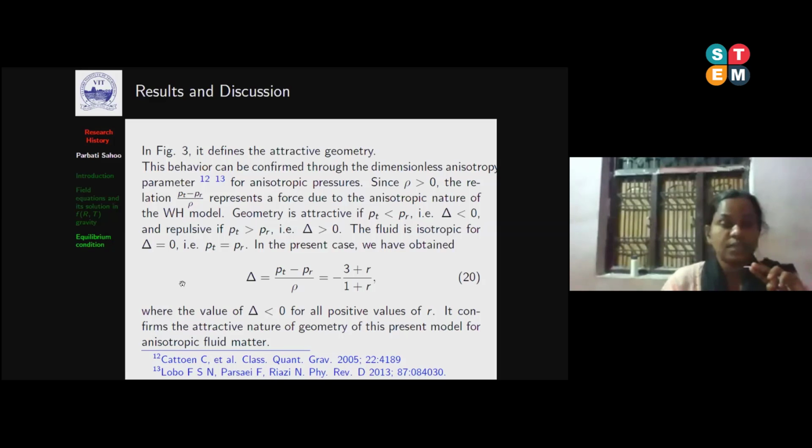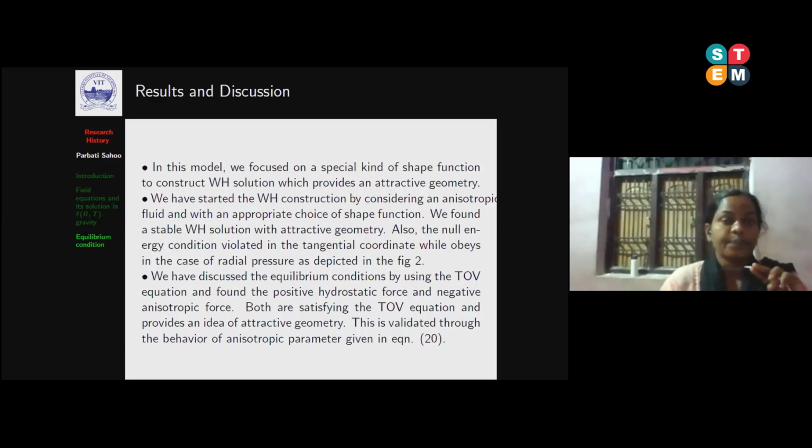Now to cross check that shape function, if we come to the results and discussion, we have focused on a special kind of shape function to construct the wormhole solution which provides an attractive geometry.